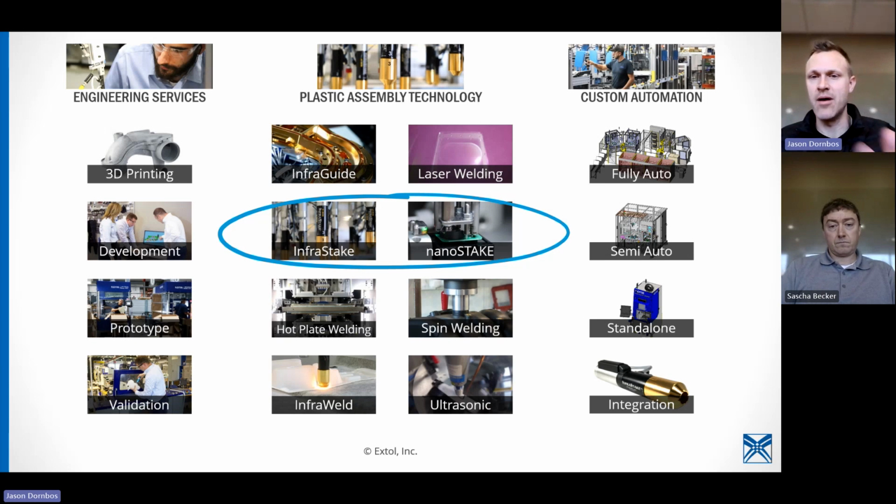Semi-automatic machines where there's some operator interaction, but a lot of automated components inside. Standalone machines where an operator loads the machine with parts, it does whatever operation on those parts, and then they take the parts off. We can also offer our plastic assembly technologies as integration packages. So you buy the components you need, and then you build the machine yourself. Or maybe you have a machine builder you are familiar with working with, and you want them to build the machine for you. They can buy integration from us and build the machine.